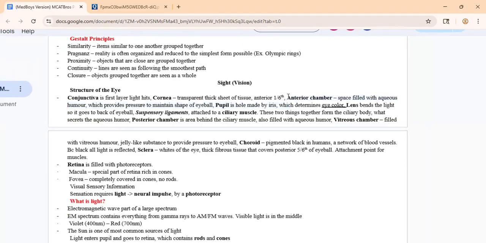So things to know is that the interior chamber space is filled with aqueous humor, which basically provides pressure to maintain the eye. Your pupil, as we talk about, is a hole made by the iris, which determines the eye color. So eye color, pupil. Lens is what bends the light. So it goes back to the eyeball.